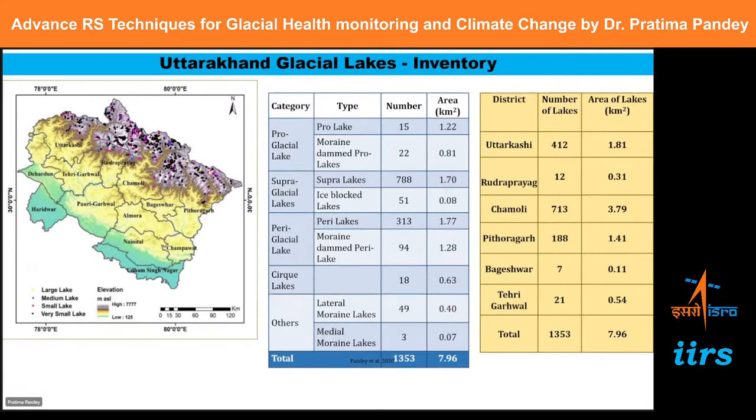This is an example of the glacier lake inventory for Uttarakhand. This is the state of Uttarakhand, and these are the upper parts of Uttarakhand, the glaciated terrain. Using LISS-4 data, which is very good resolution Indian remote sensing satellite data, we have found that there are 1,353 glacier lakes in Uttarakhand, and these lakes are of every type, including proglacial lake, supraglacial lake, periglacial lake, cirque lake.